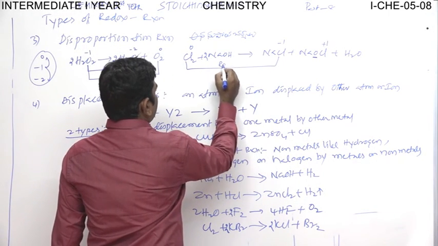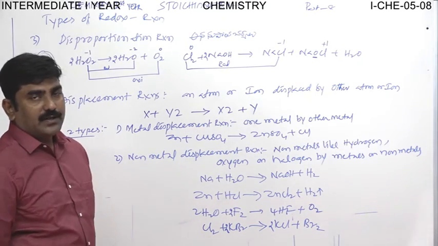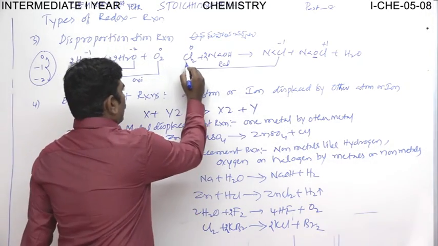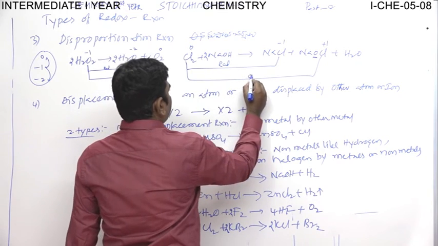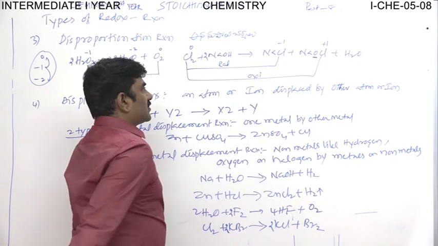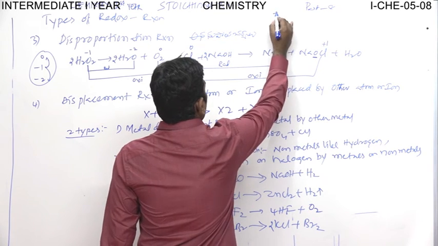So chlorine goes from 0 to -1. Which process is it? Reduction. The same chlorine is also going to +1. So 0 to +1 means which process? Oxidation. Again here 0, -1, +1.